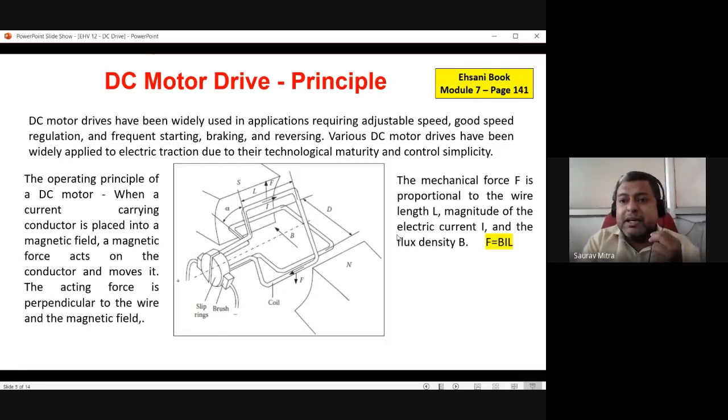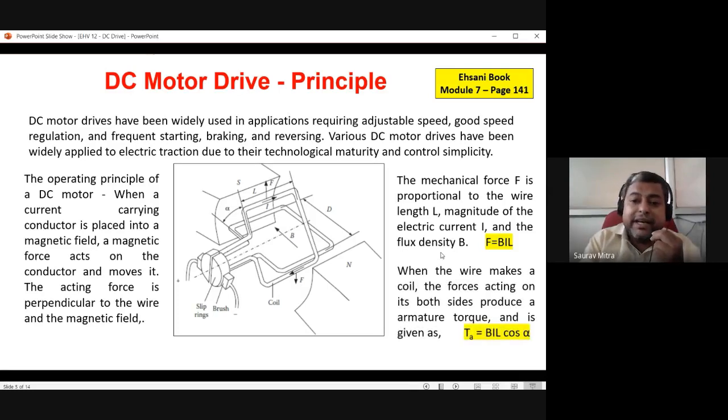So the more the length, the more the force produced on the conductor. Flux density, the current carried by the conductor, and the length of the conductor are multiplied, and they produce the force. When the conductor wire makes a coil, the force acting on both its sides produces armature torque, which is called TA.